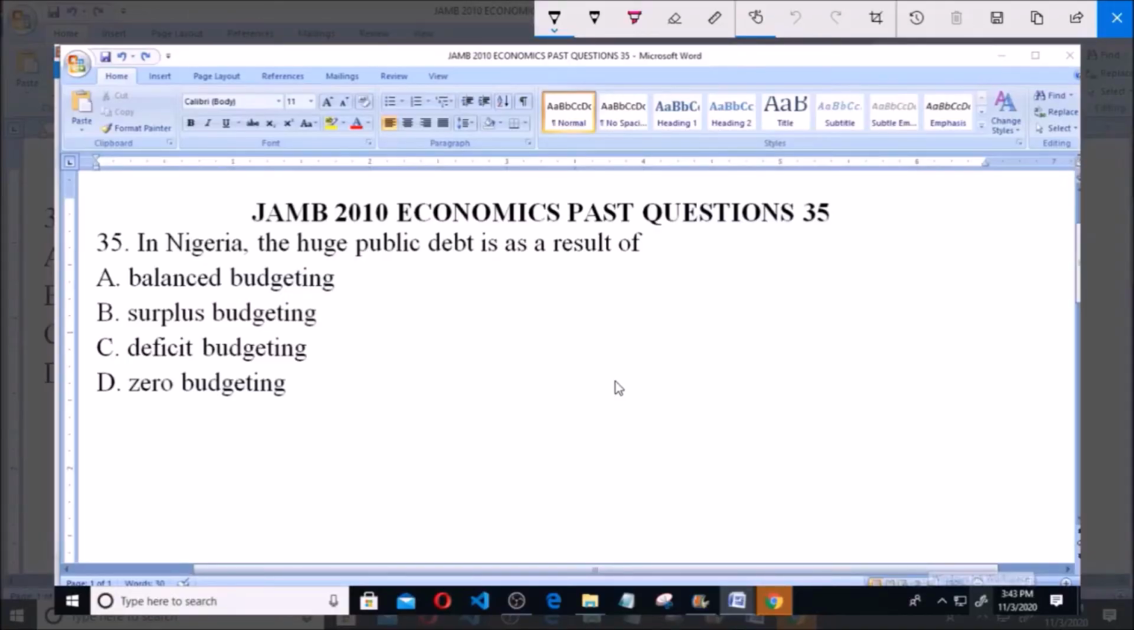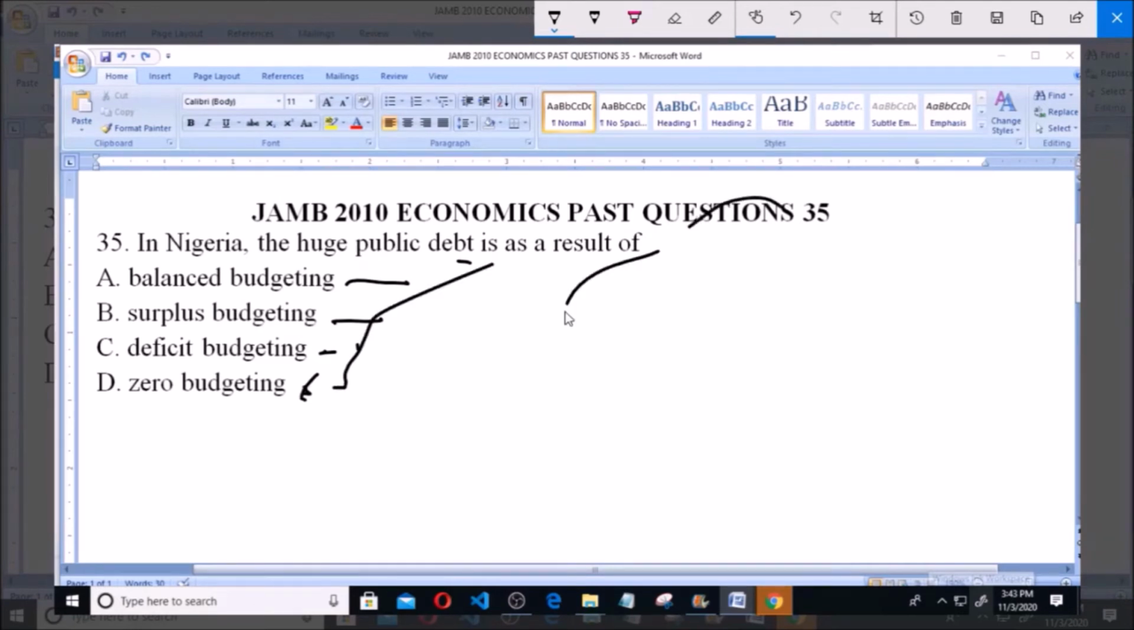Welcome. Jamb 2010 Economics Past Question, question 35. In Nigeria, the huge public debt is a result of option A. Option A says balanced budgeting. Option B says surplus budgeting. Option C says deficit budgeting. And option D says zero budgeting.